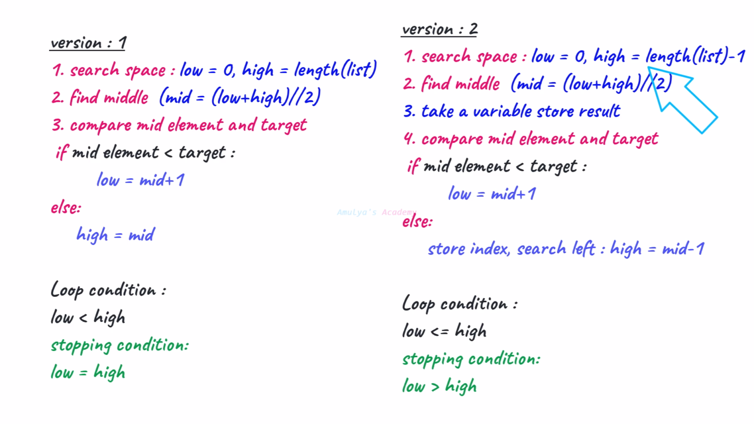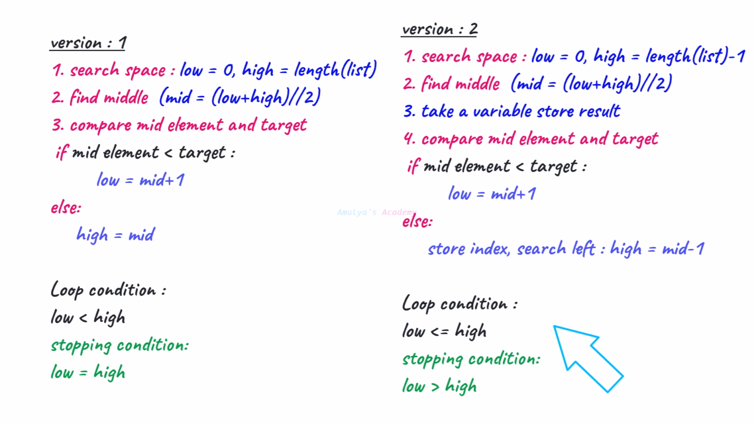But here, this version stores the possible answer in a separate variable. So high only needs to cover actual indices of the list. There is no need to go past the last element because answer handles the case when target element is greater than all other elements in the list. And also stopping condition is different. Here in the first version, when we have only one element in the search space, we need to stop. But here when low becomes greater than high, we need to stop. This second version is more similar to normal binary search algorithm.